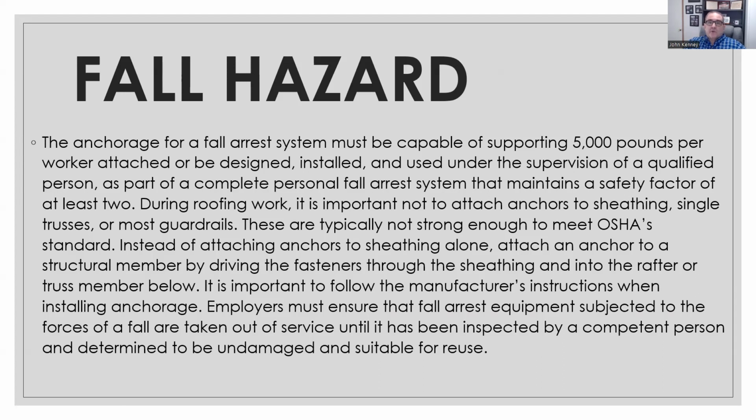During roofing work, it is important not to attach anchors to sheathing, single trusses, and most guardrails. These are typically not strong enough to meet the OSHA standard. Instead of attaching the anchors to the sheathing alone, attach the anchor to a structural member by attaching the fastener through the sheathing into the rafter or truss member below. It's important to follow the manufacturer's instructions when installing these. All of these come with proper fastening for different substrates, different conditions, and different types of building structures you're going into, including concrete on the walls, etc.